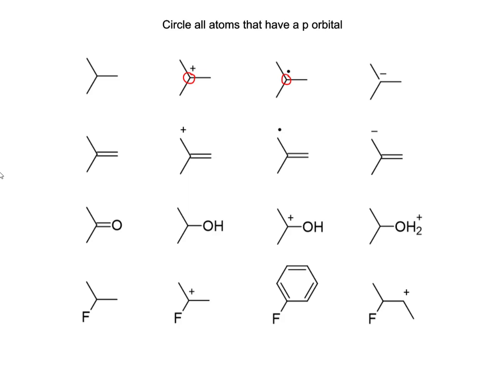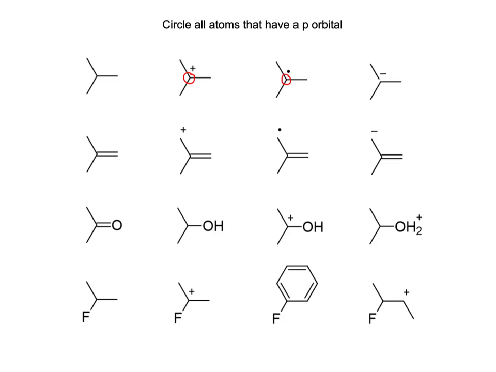The last one in the top row has a negative charge, which implies that there's a lone pair on that central carbon. A lone pair by itself is usually found in a hybrid orbital. It requires that there's an adjacent p orbital to it in order for it to be found in a p orbital. So in this last one, we do not have a p orbital, and that central carbon is sp3 hybridized.